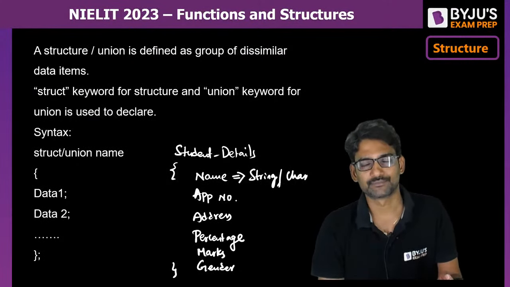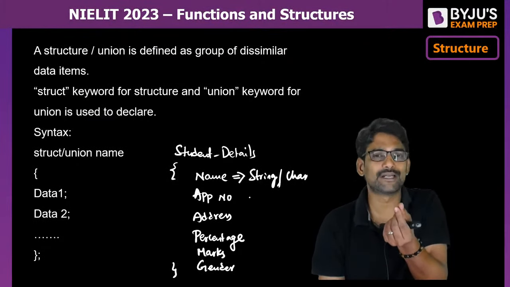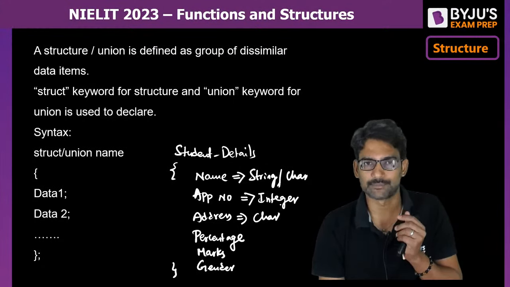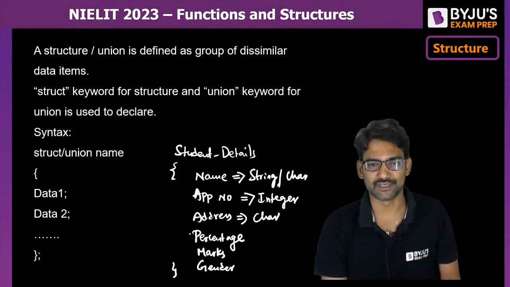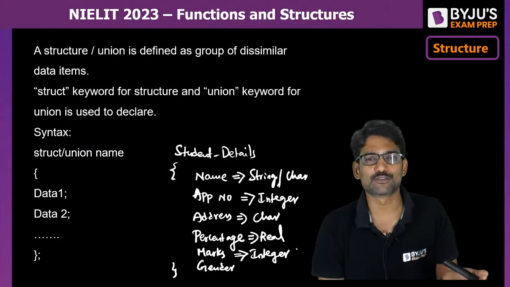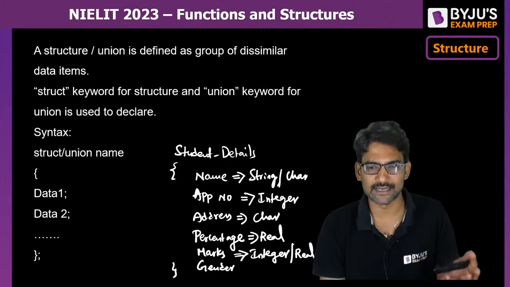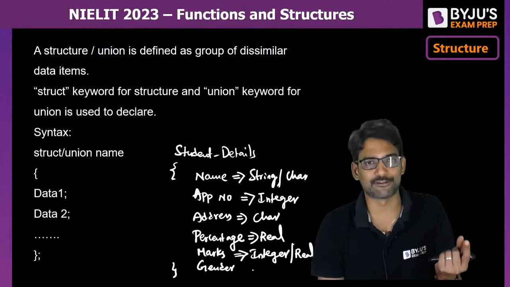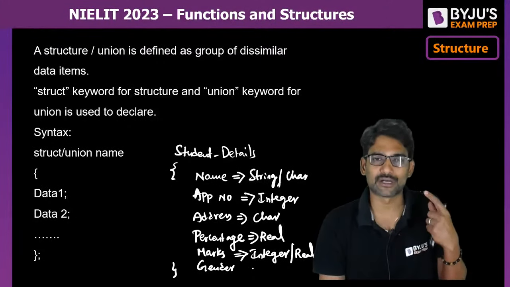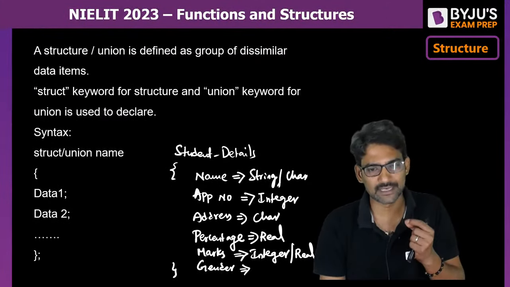Application number: if you take the last 2-3 digit number, I can say it is integer. Address, again character type, string. Percentage, real type. Marks, integer type, or okay, because of negative marking, you may understand it as real type. Gender, M or F, even if you take transgender, T, so single letter, so it is simply a character type.